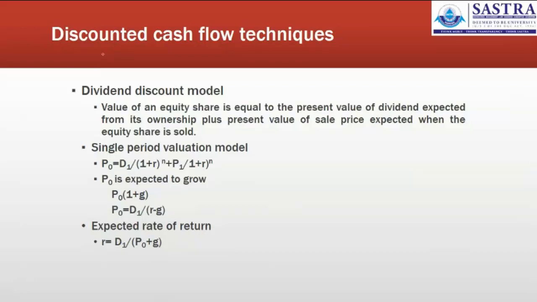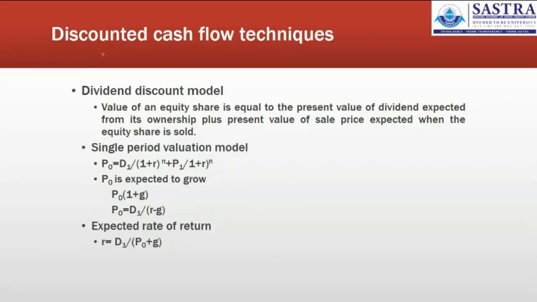The dividend is called D1. And here R is represented as a rate of return. What is the required rate of return expected by the investor for making such an investment into the market? We can say it as R. And G here is represented as the growth rate. What is the expected growth rate?